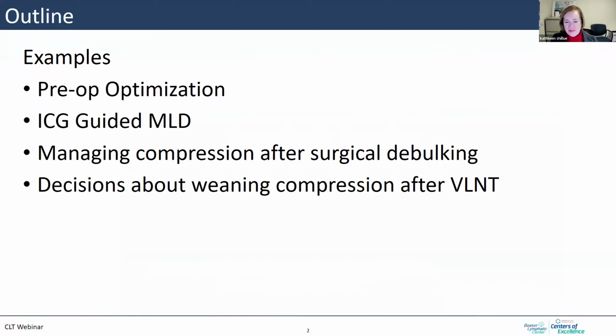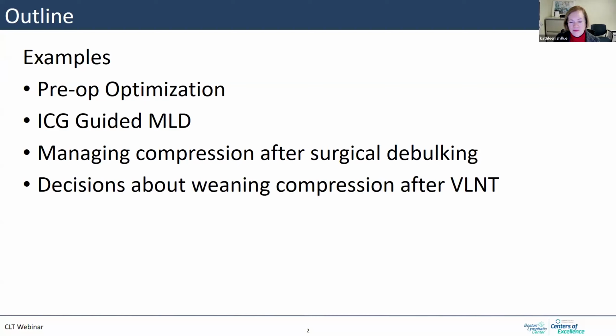Really, it's not going to take the place of our decision making, but it really does help us have a little bit more confidence in some of the decisions that we're making, and it will give us a little more freedom to push a little bit harder, to be more aggressive in making some decisions about compression than we otherwise would be able to do if we were just relying on our physical exam.